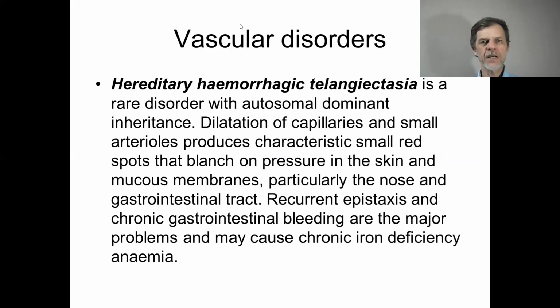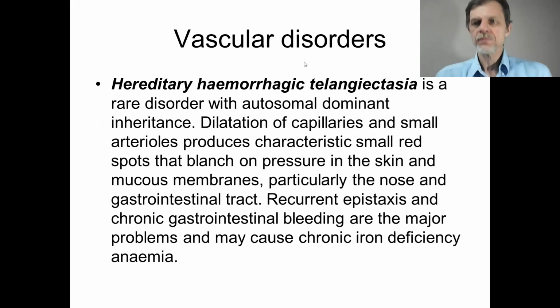Hereditary hemorrhagic telangiectasia is a rare disorder with autosomal dominant inheritance. Dilatation of capillaries and small arterioles produces characteristic small red spots that blanch on pressure in the skin and mucous membranes, particularly the nose and gastrointestinal tract. Recurrent epistaxis, which is nasal bleeding, and chronic gastrointestinal bleeding are the major problems and may cause chronic iron deficiency anemia.